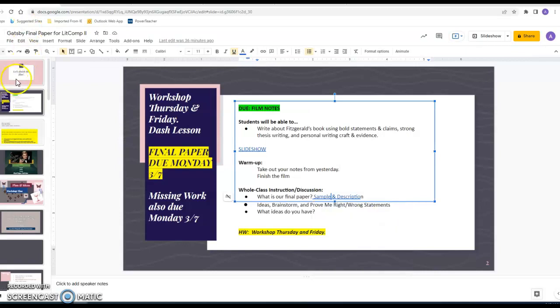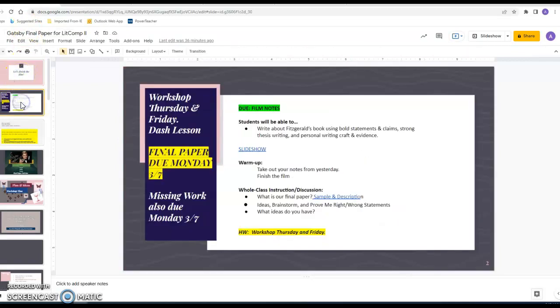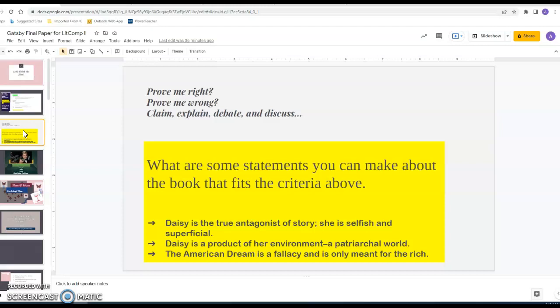So this is the handout, or rather a packet that you will reference. This is the PowerPoint. We'll start and finish up the film, but ultimately I'm using the prove me right, prove me wrong setup to help you push bold analytical statements. Analysis is picking apart the literature and making your own conclusions. It's sharing out your takeaways.